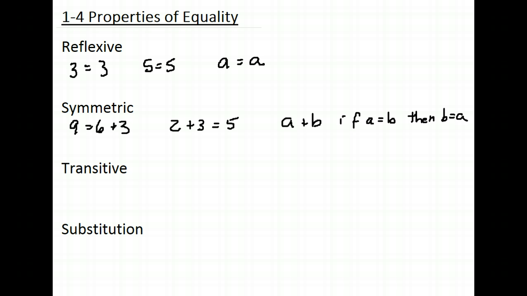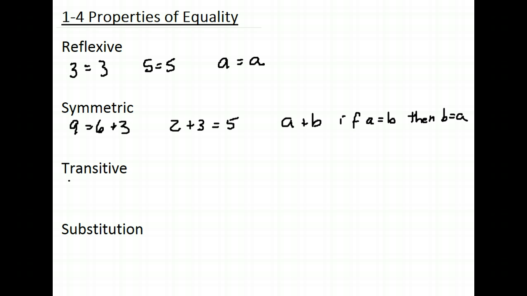Third property is called the transitive property. And in this one, if one quantity equals a second quantity, and the second quantity equals a third quantity, then the first quantity equals the third quantity. Okay, so what does that mean? So let's write it in terms of numbers.